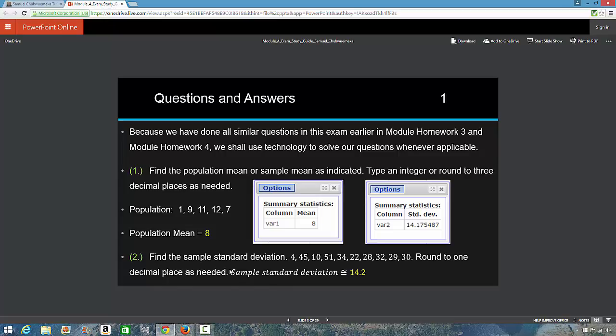Question 2, find the sample standard deviation of those. So we are going to also use technology to do that. They said here round to 1 decimal place as needed. We have discussed this before. When you have 1 decimal place as needed, that means if the answer turns out to be an integer, you leave it as integer. But if the answer has several places of decimal, then you need to round to 1 decimal place.